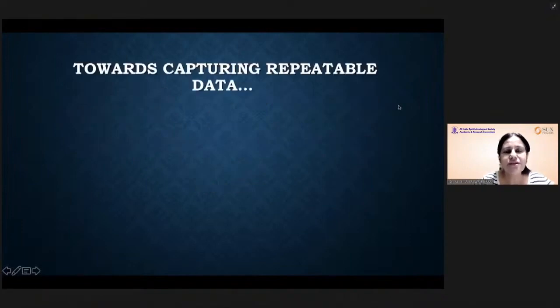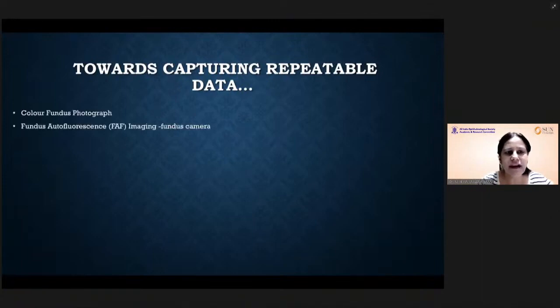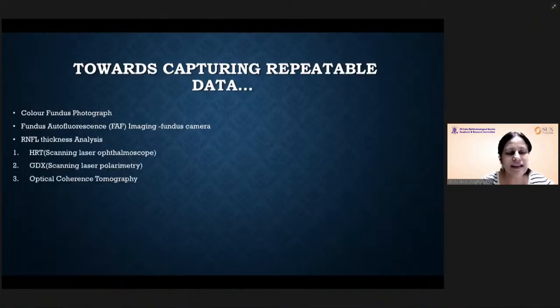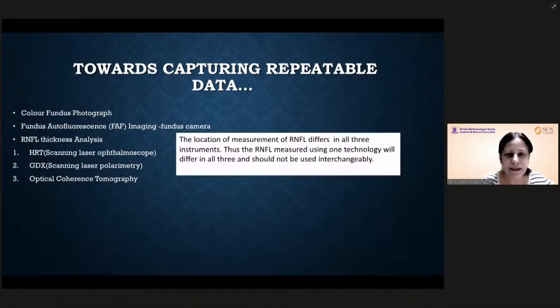The aim of imaging is to capture repeatable and reproducible data. Color fundus photograph and fundus autofluorescence imaging using a fundus camera have been the time-tested techniques. In the recent past, retinal nerve fiber layer thickness analysis has been captured with good repeatability using these three technologies, that is scanning laser ophthalmoscope, scanning laser polarimetry, and optical coherence tomography. The measurements cannot be used interchangeably within the machines or within the technology.